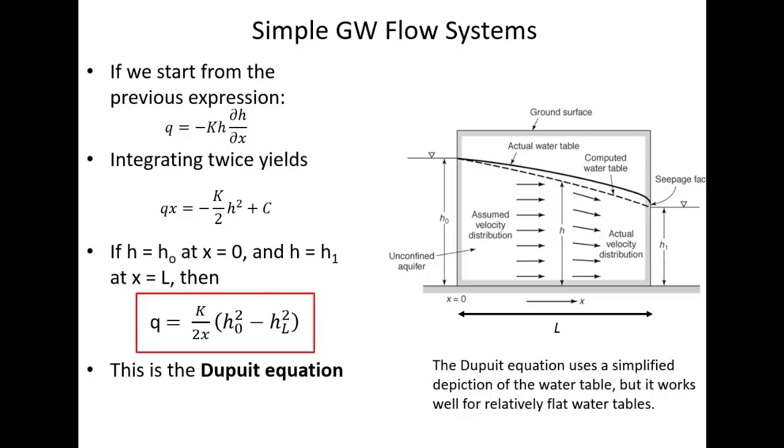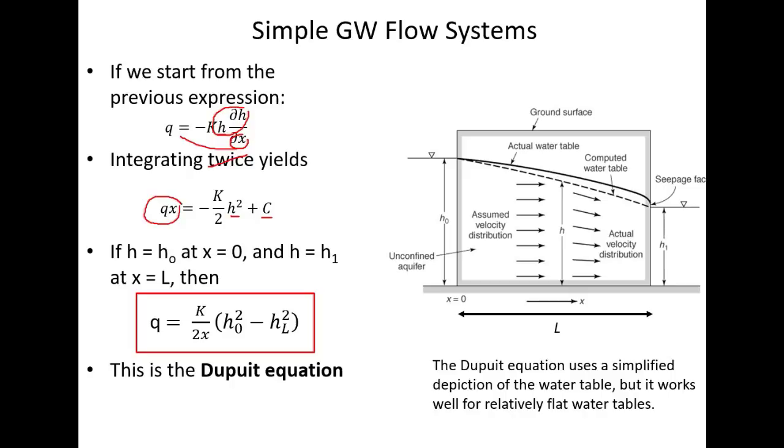So if we start with that previous expression and integrate it, actually just integrating it once, sorry about that. We integrate that once, we will get, remember, a constant of integration c, and we get the h squared term now because we already had this h. So we basically integrated h dh, brought the dx over to the other side and integrated that. We ended up with q times x.